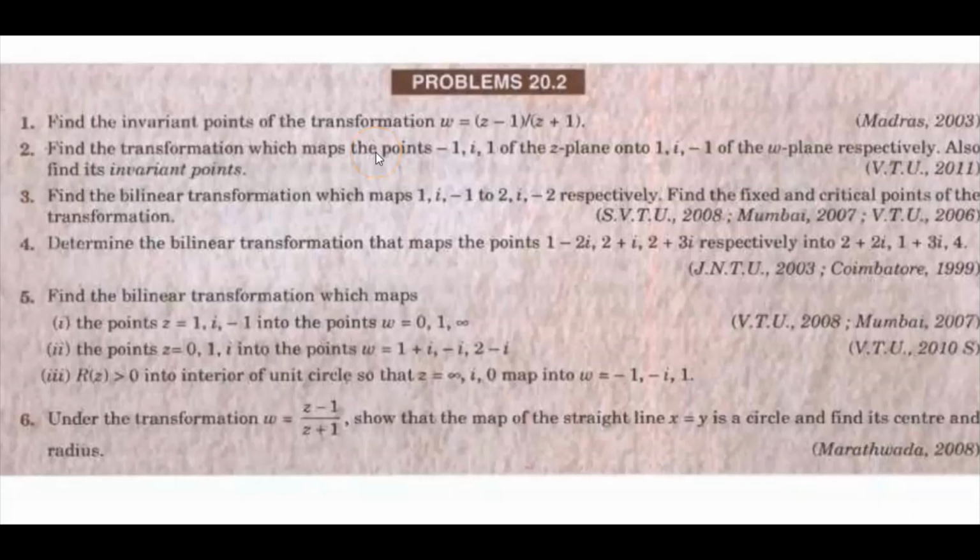Hello, in this video I am going to discuss problems of 20.2 of chapter 20 complex functions. So let's discuss the first question. The question is, find the invariant points of the transformation W is equal to Z minus 1 divided by Z plus 1.